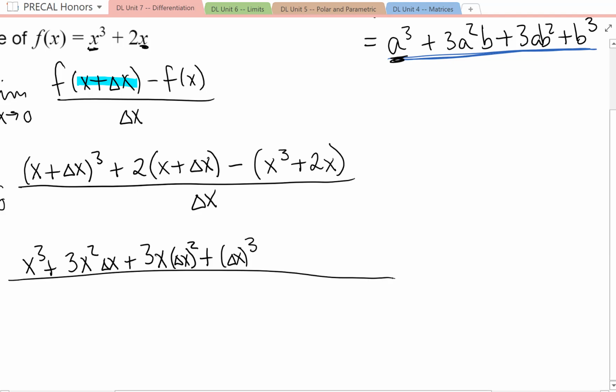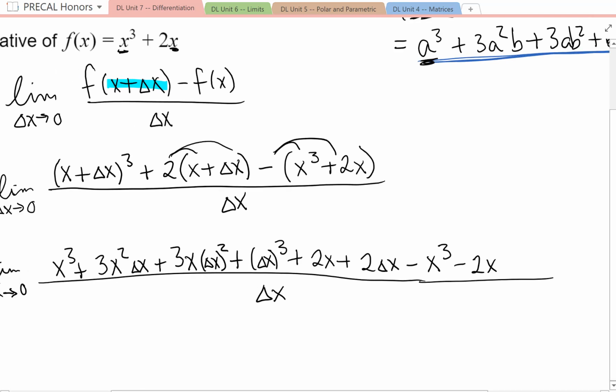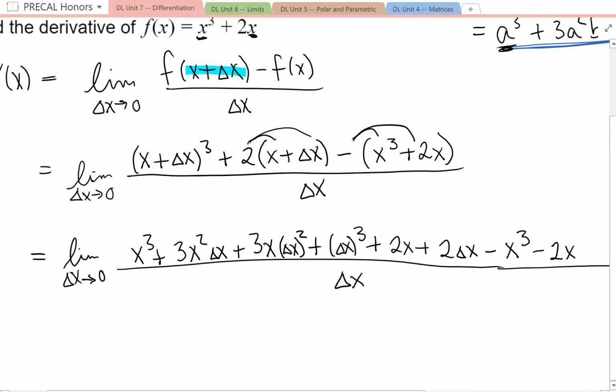That's just the first expansion. Distribute this 2 plus 2x plus 2 delta x, and distribute this negative 1 minus x cubed minus 2x. All of this is over delta x. Let's reduce or simplify anything that we can in the numerator.